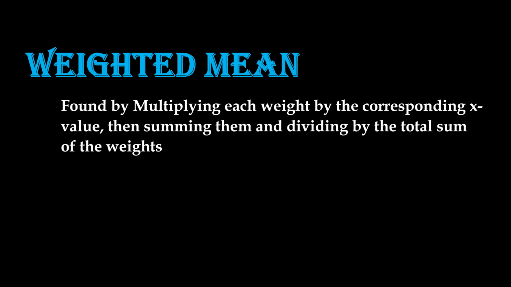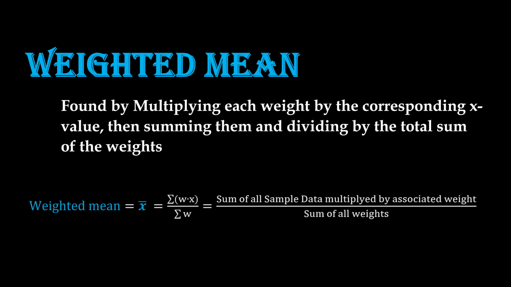A more common use of the mean is called the weighted mean. This is when you take into account the value of each data point. It is found by multiplying each weight by the corresponding x value, then summing and dividing them by the total sum of the weights.